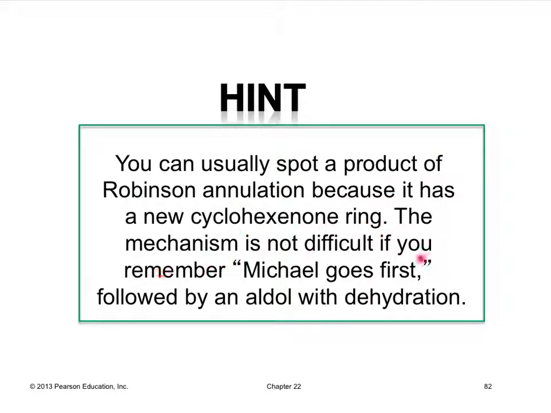So in general, you can usually spot a product of a Robinson annulation because it has a new cyclohexenone ring. The mechanism is not difficult if you remember: Michael goes first, followed by aldol with dehydration.